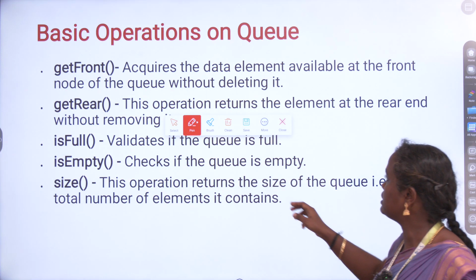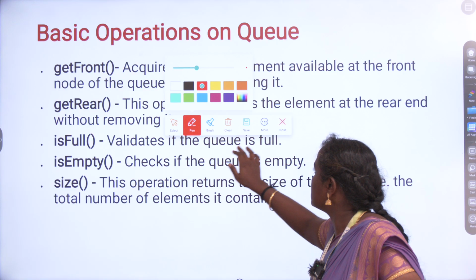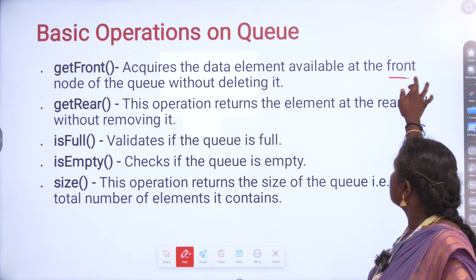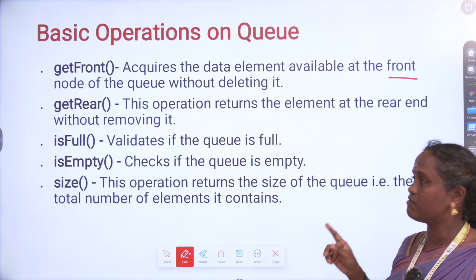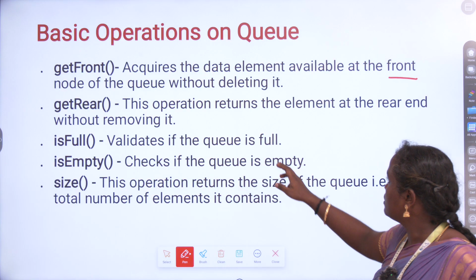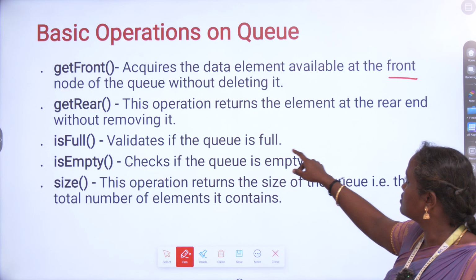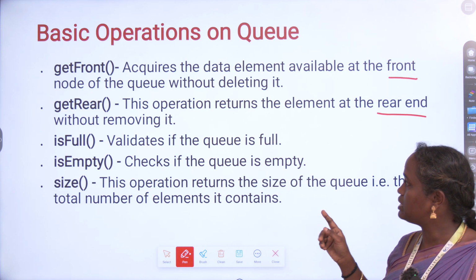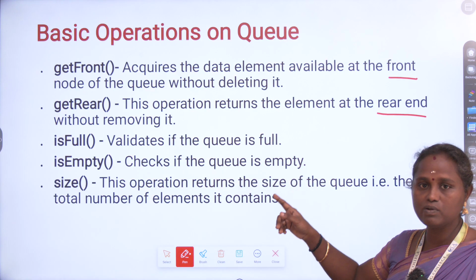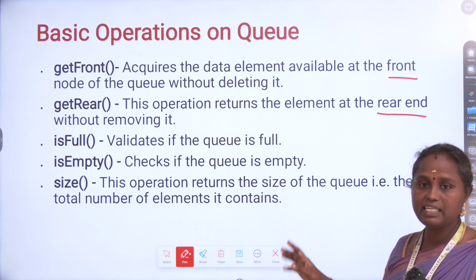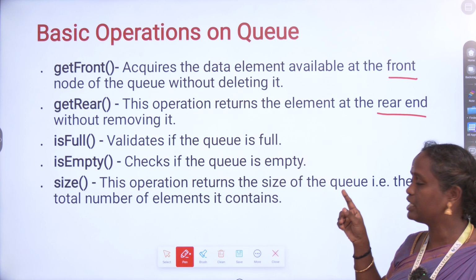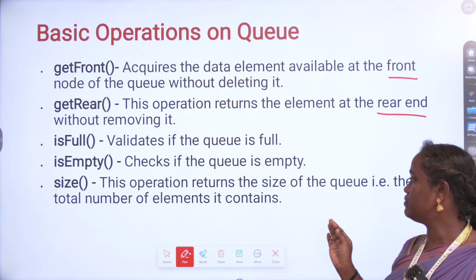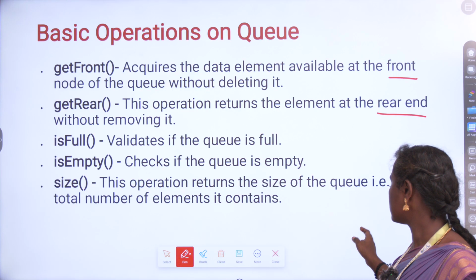So I already told that here we have the front end as well as the rear end, right? So get front, in the sense, will return the data element which is available at the front, right? So what is the use of get rear? It will return the element at the rear end. So what is full? It is used to validate whether the queue is full. So what is the use of is empty? It will check whether the queue is empty. So what's the next thing? Size of. It will return the number of elements present in the queue.